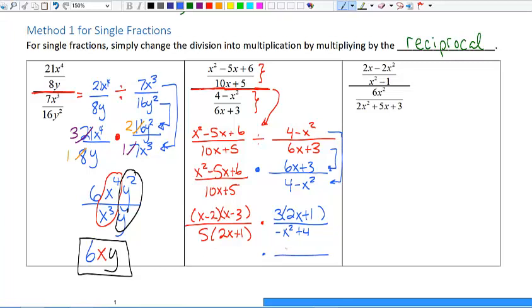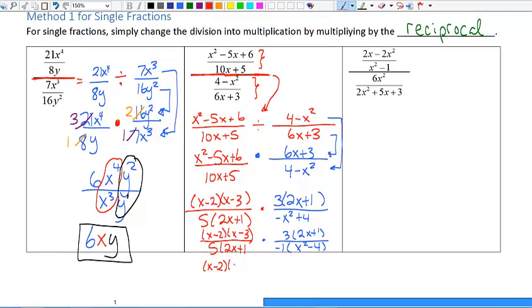Then I want to factor out a negative 1 to get x squared minus 4. And now that's going to be a difference of squares. X minus 2, x plus 2. Everything else stayed the same.